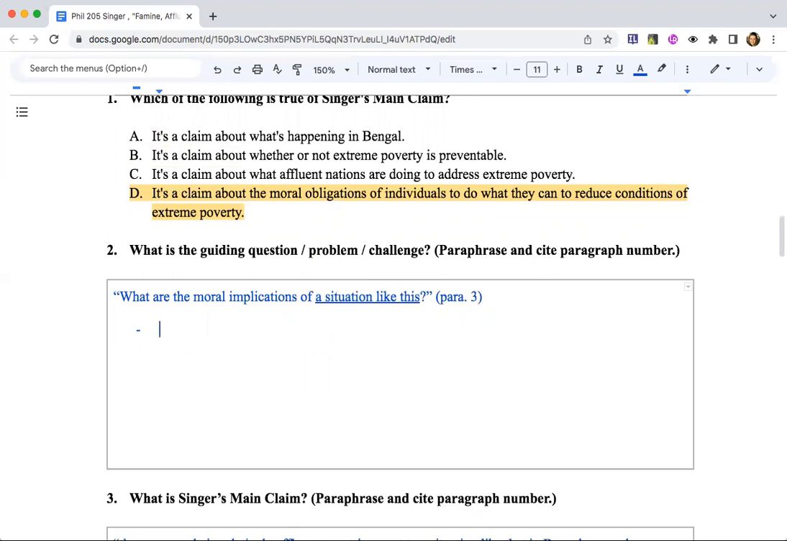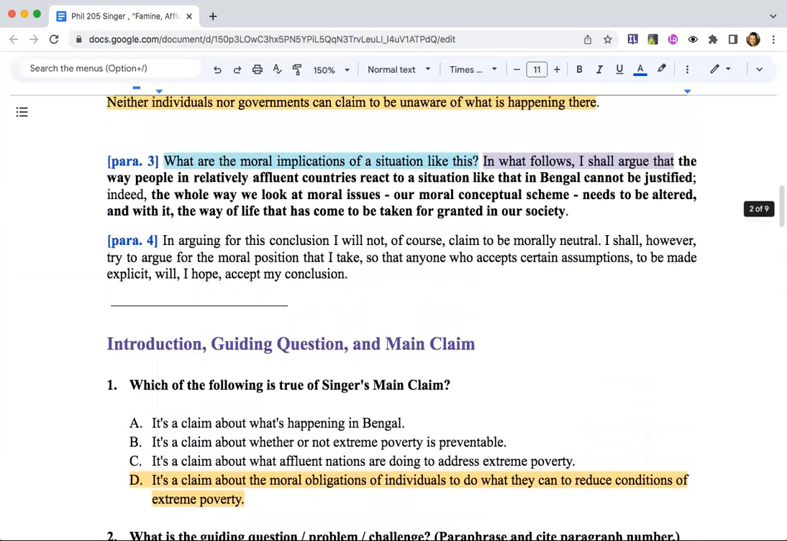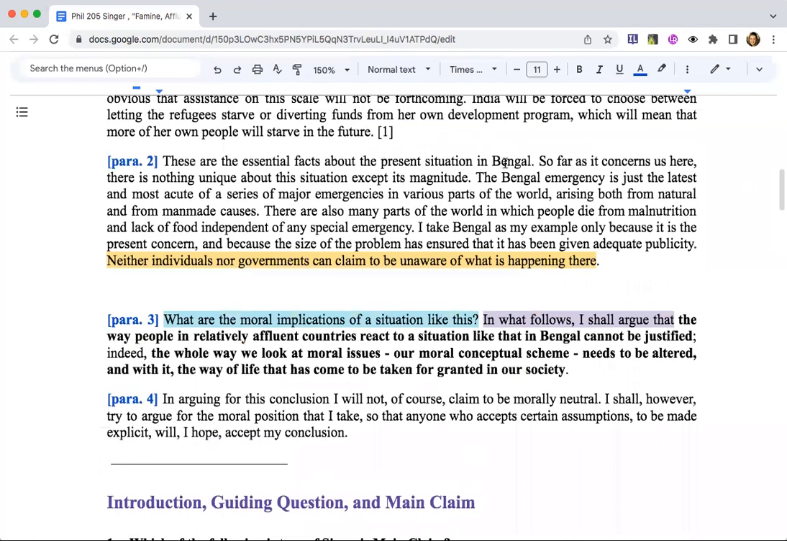It's also just important to think about, well, wait, what does he mean by a situation like this? He gives us a case, and then he says about this case, here are the essential facts, but there's nothing unique about this situation. This is just the latest and most acute of a series of emergencies. There are lots of places where people just die every day of malnutrition because of ongoing issues, not an earthquake or a flood or some sort of current, quote, special emergency.